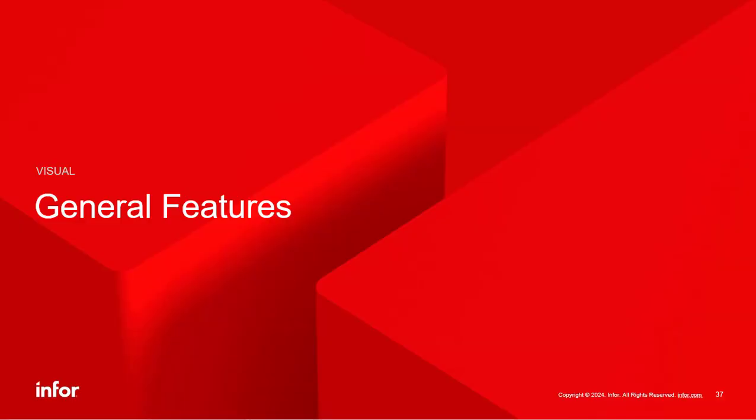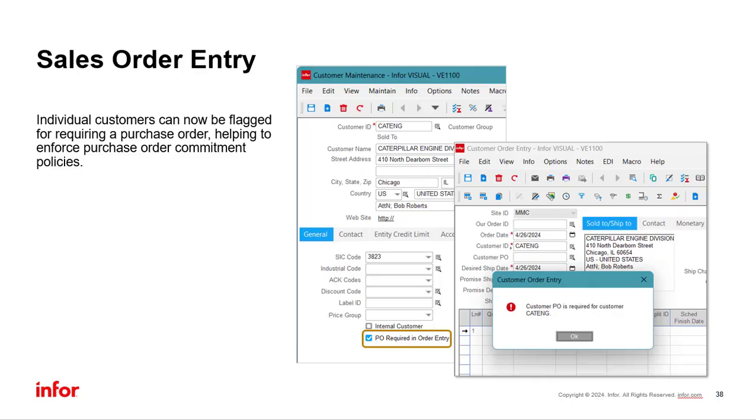Let's look at some of the changes made to the core visual solution in version 11. Customer maintenance, a purchase order required setting has been added to enforce the entry of a purchase order before a sales order can be saved, helping to support overall business processes or to ensure this information is collected from those customers where a PO is required.